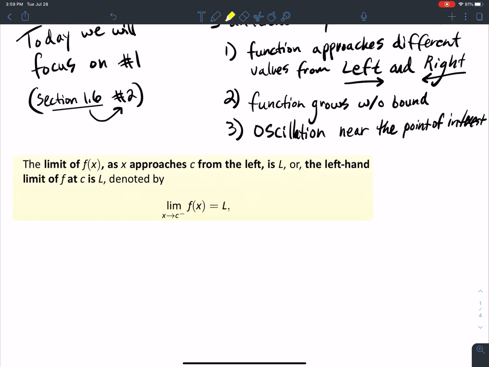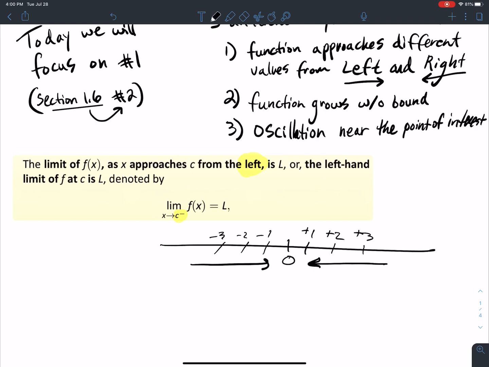The limit of a function f of x as x approaches c from the left is the left-handed limit of f at c is L, denoted here. You notice you're approaching c from the left. I think about it kind of like a number line. In the middle you have 0. Over here you have your negative numbers like -1, -2, -3. Over here you have your positive numbers, so your positive numbers are on the right side. Your negative numbers are approaching it on the left side. So that's why they had that negative as a kind of exponent on that c. So you're approaching from the left-hand side. That's the notation that you'll need to look out for.